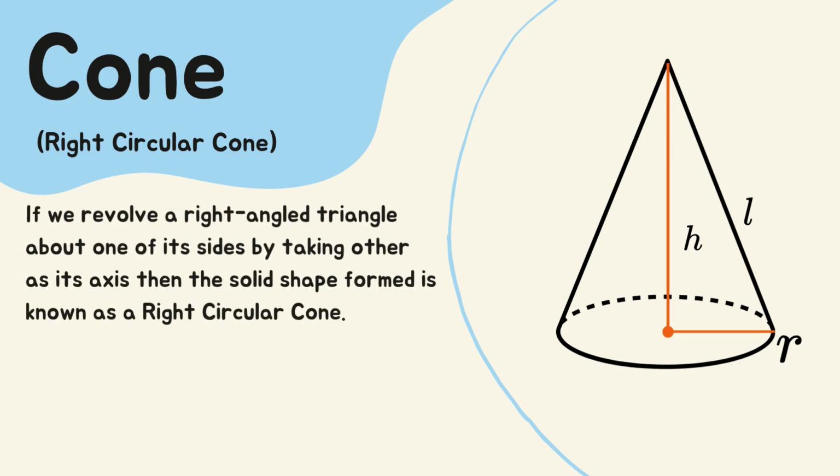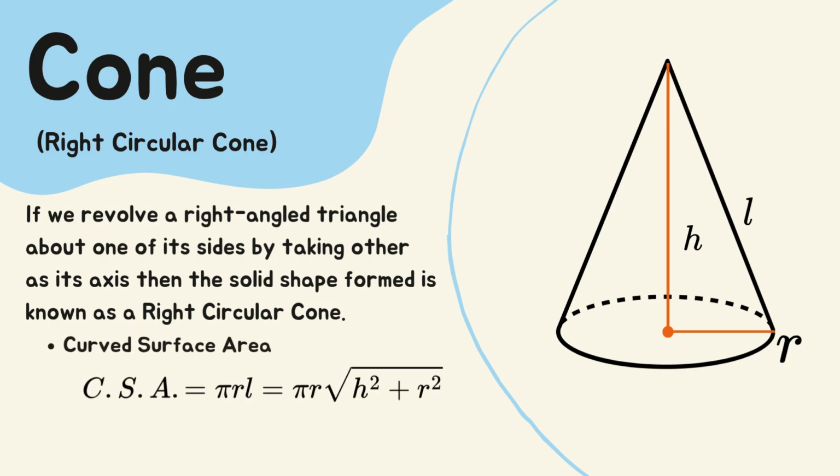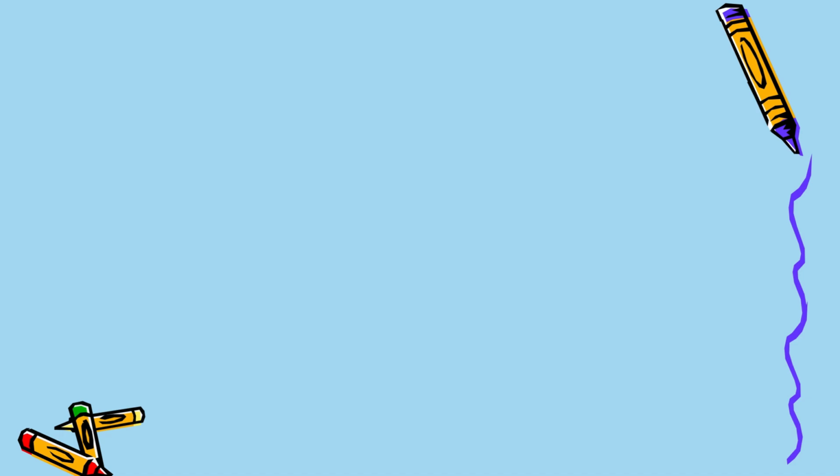Next we have the cone, also known as the right circular cone. If we revolve a right-angled triangle about one of its sides, the solid shape formed is called a right circular cone. The curved surface area is given by CSA equals pi RL, and the total surface area is TSA equals pi R times (R plus L). Let's take an example.